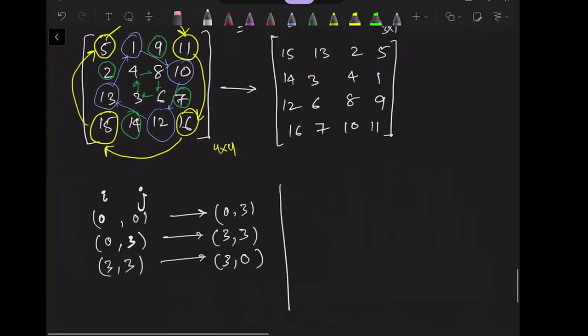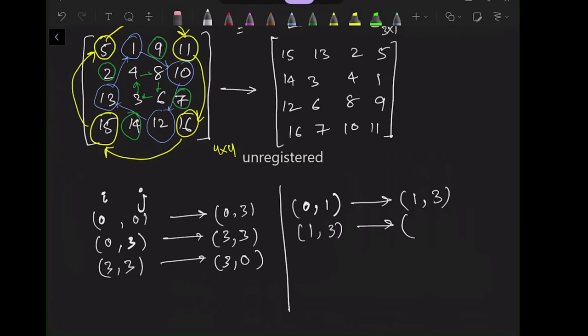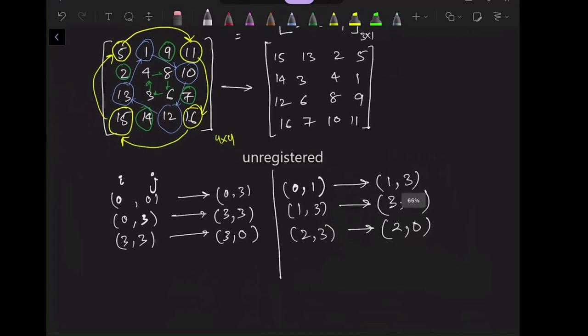So that's one, and the second is we move 0, 1. Oh, sorry, 0, 1, not 1, 0. So the first row, second element is moved to the second row, last element. And the second row, last element is moved to 12, right? So that goes to third, 2, and 2, 3 goes to 2, 0. Okay, now we have to formulate this somehow.